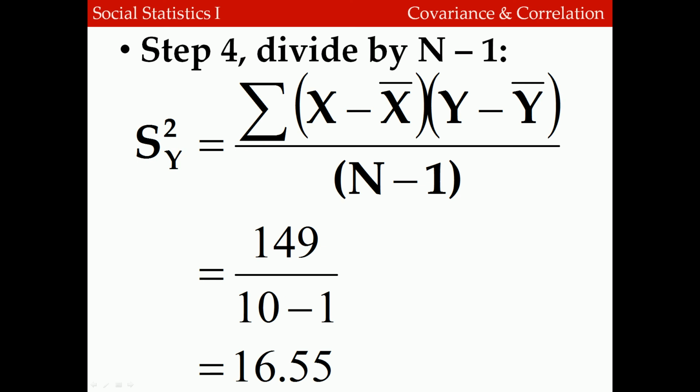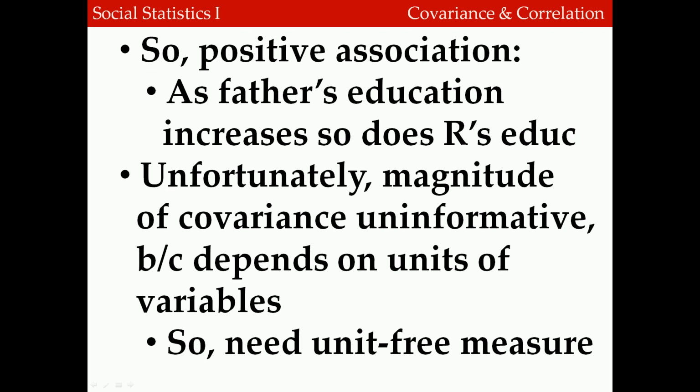So what do we learn about the relationship between father's education and response education from this value? Well, first of all, we see that it's a positive value, meaning that as father's education increases, so does the response education. Now, the magnitude of the effect is a little bit hard to tell because it relies on the underlying metrics of both variables. But we're going to learn another value, something called a unit-free measure, that's going to allow us to have a more easily interpretable metric to judge the strength of the relationship between the two values.